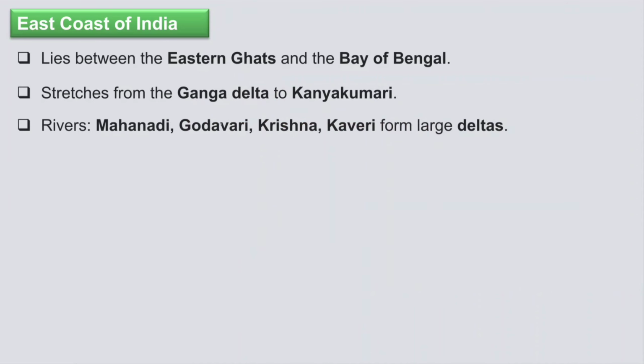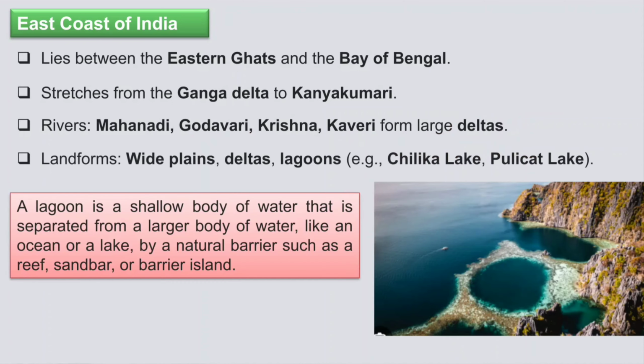And rivers like Mahanadi, Godavari, Krishna and Kaveri form large deltas. You will find so many deltas there, so many plain areas in between these rivers, and these plain areas are very fertile because they get all the rich depositions from the river, minerals and sediments. And landforms like wide plains, deltas and lagoons are there. Examples of lagoons are Chilika Lake and Pulicat Lake.